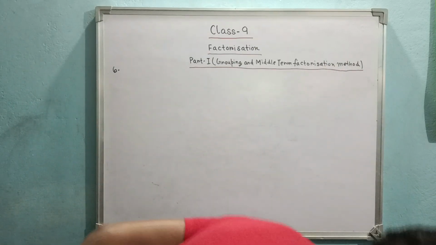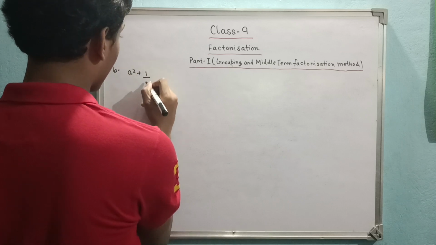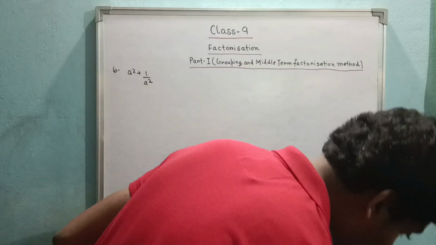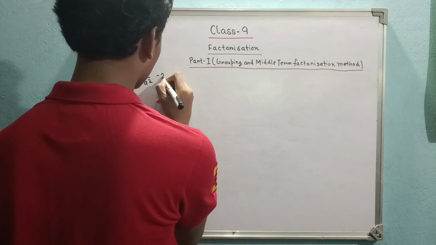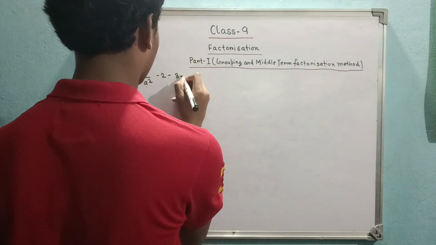Okay, a little different one. Let us see. We have been given a square plus 1 by a square minus 2 minus 3a plus 3 by a. Okay.